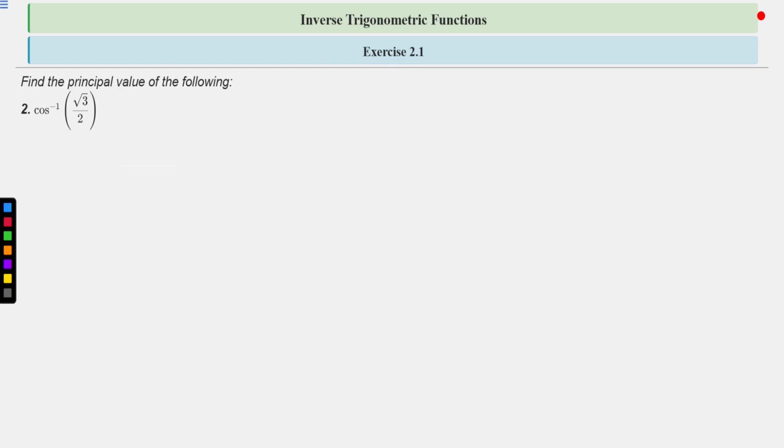So the question was, we need to find the principal value of cos inverse root 3 by 2. The answer will be pi by 6. Pi by 6 is the right answer. All students are right.